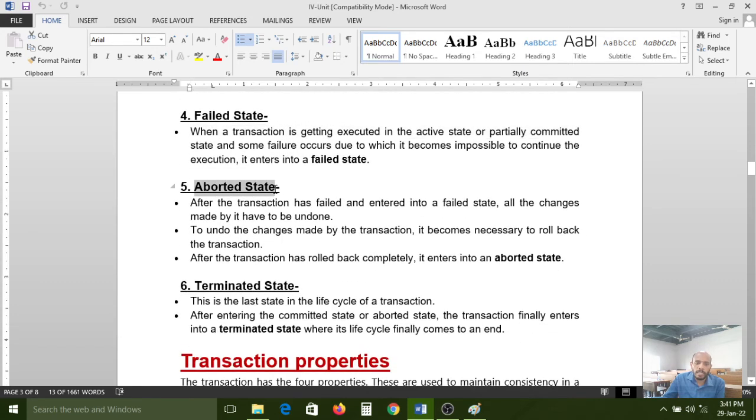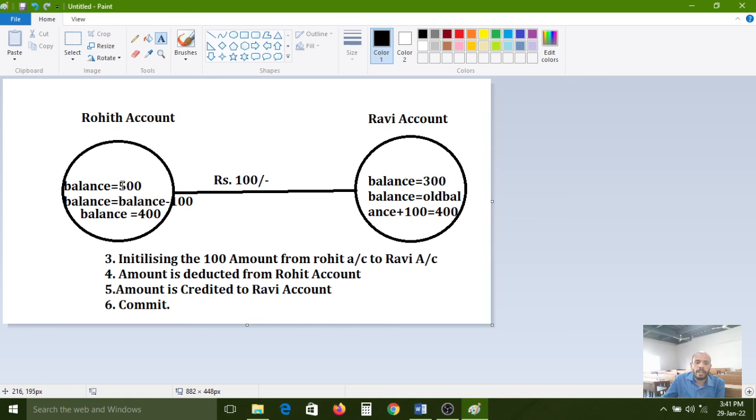Aborted state is nothing but after the transaction has failed and entered into the failure state, all the changes made by it have to be undone. So here, 500 rupees is the original balance we have in Rohit's account. He wants to transfer 100 rupees. So first the amount will be debited from this old balance, 500 minus 100. So total 400 rupees he has. Rohit's account contains 400 rupees.